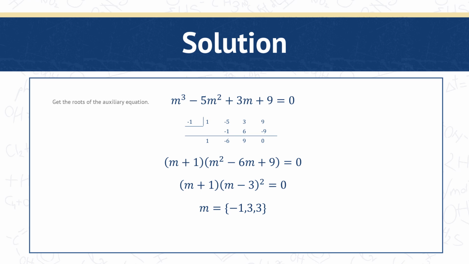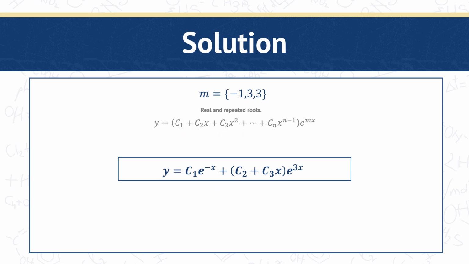So what I did is that I used synthetic division to divide the expression by m plus 1, which turns out to be one of its factors. I then end up with the quantity m plus 1 times the quantity m squared minus 6m plus 9 equals 0, which can then be further simplified to the quantity m plus 1 times the quantity m minus 3 squared equals 0. From this, we can then determine our roots, which are negative 1, 3, and 3.